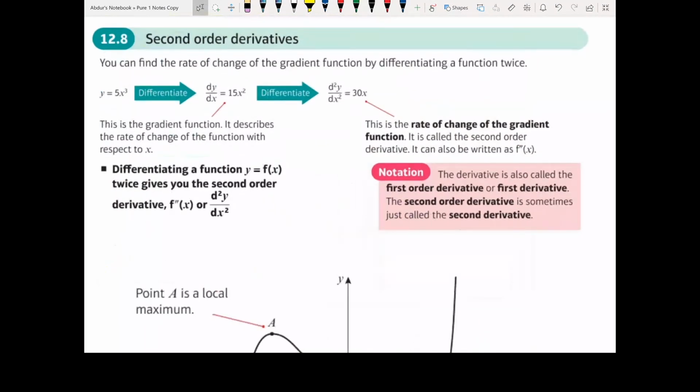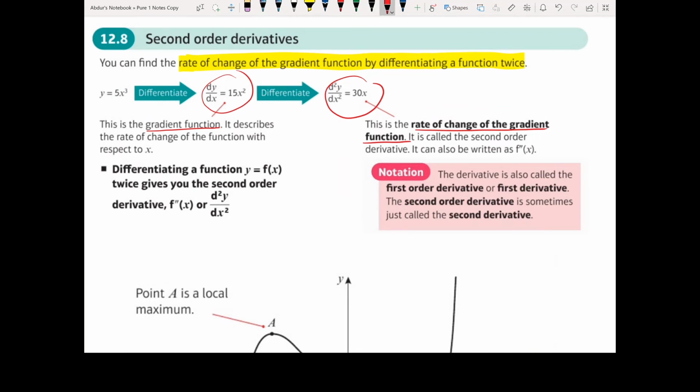Now we can differentiate a second time, getting us the second derivative. And the second derivative represents the rate of change of the gradient function. So the rate of change of the gradient function is found by differentiating twice. When we differentiate the first time, when we find dy by dx, this represents the gradient function. And when we differentiate again, the second derivative, d2y by dx squared, represents the rate of change of the gradient function.